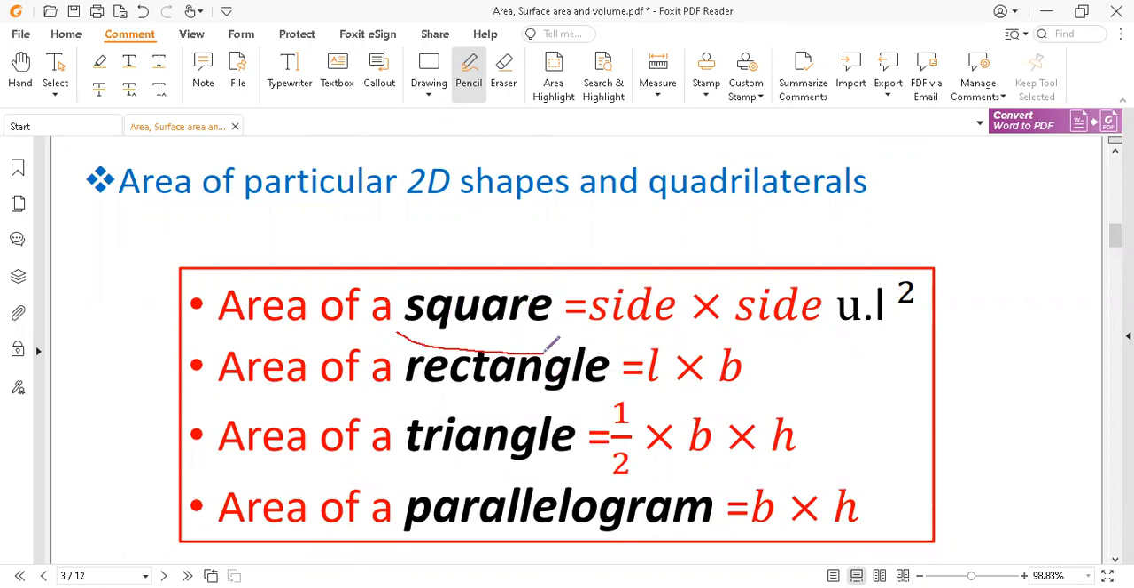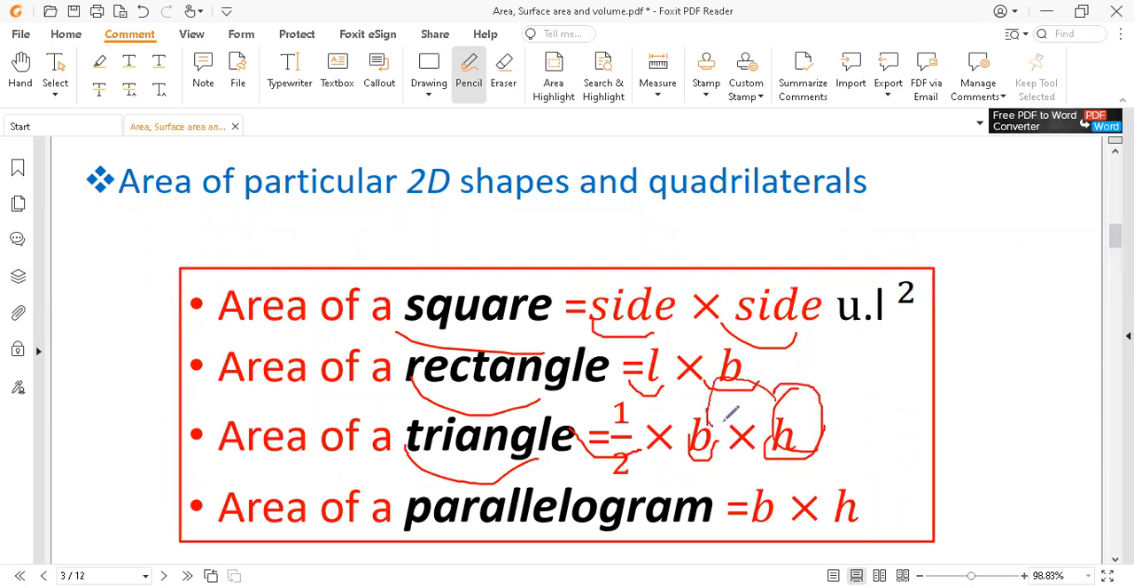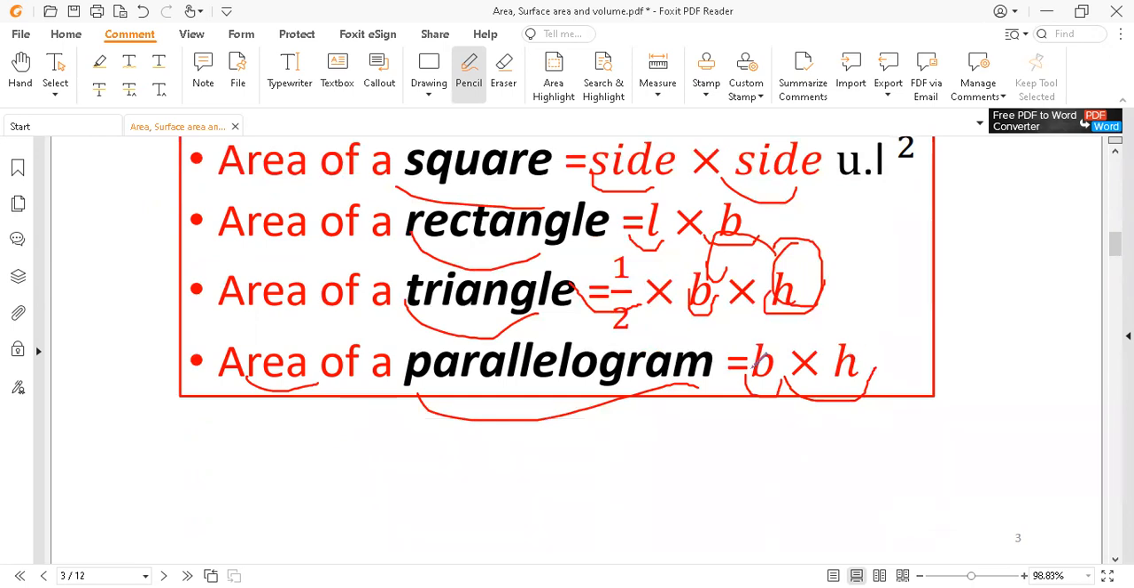Okay, we should keep in mind the areas of some particular 2D shapes and quadrilaterals. The area of a square equals side by side. The area of a rectangle is length by breadth. The area of a triangle is half of the base by height, and this height should be perpendicular to the base. The area of a parallelogram equals the base by height, where we need to take the height perpendicular to the base we use.